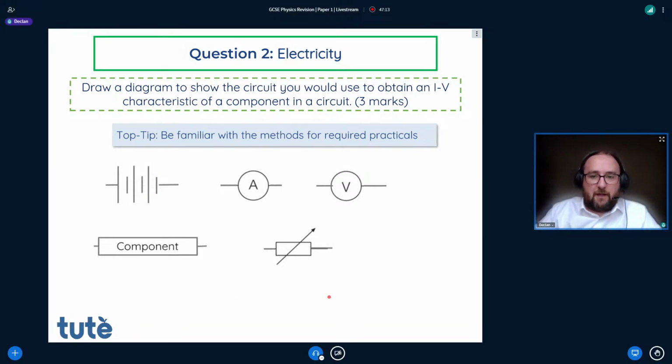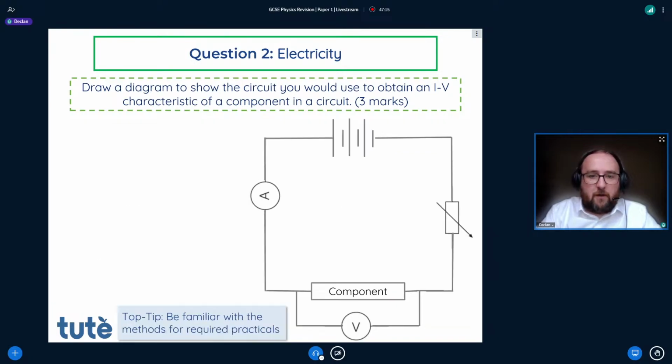So below this, after I've identified what I want to use, my equipment, I'll then turn it into a complete circuit. So my complete circuit is here. Remembering the ammeter goes in series, so it goes in the same loop as the other components. Remember, series, one after another after another.